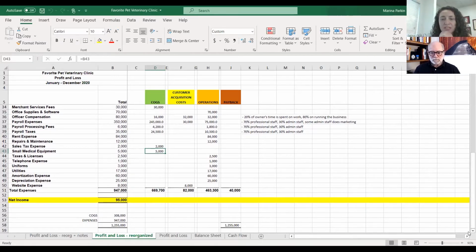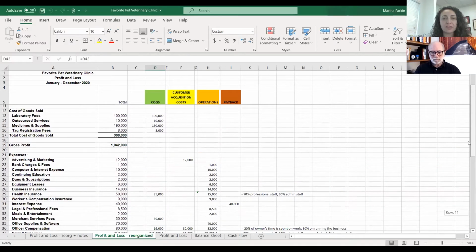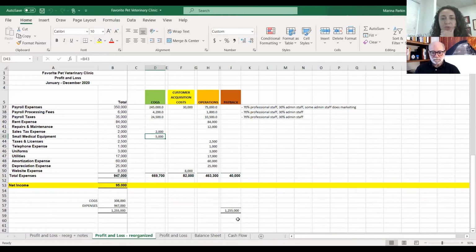So when we get down to the bottom, we've tallied up every section and we said, all right, so really the client started with cost of sales of 308. But if we are really to do it right, our cost of sales is about $670,000. Okay, so that's how much it's costing us to generate that revenue. And then we spent about $82,000 on customer acquisition. We spent $460 or so on operations. And then, of course, based on the income statement number, part of the payback is just the interest expense, which is $40,000. So as you can see, I've captured all my expenses in the categories.